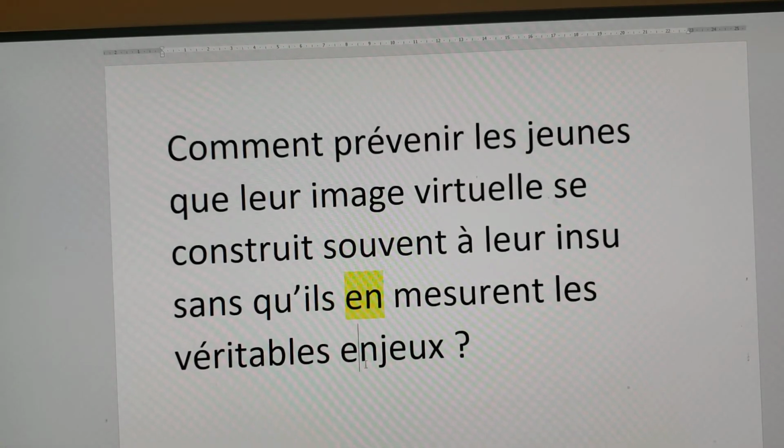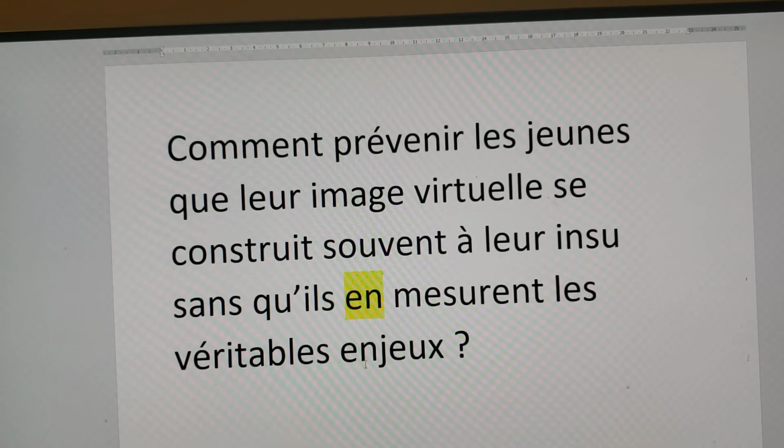So let's read this whole text together. Comment prévenir les jeunes que leur image virtuelle se construit souvent en leur en dessous sans qu'ils en mesurent les véritables enjeux?